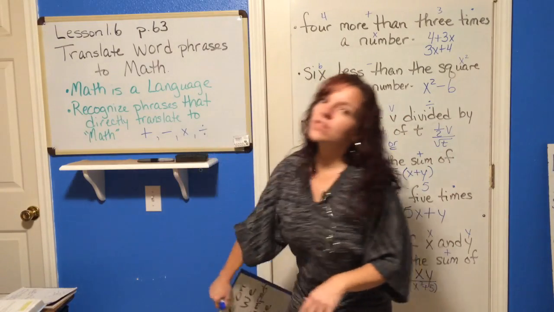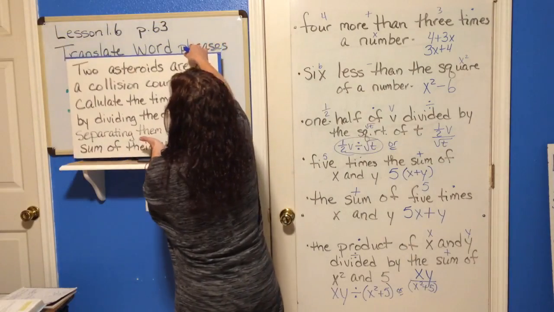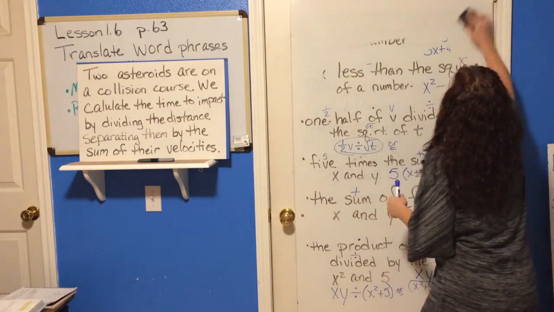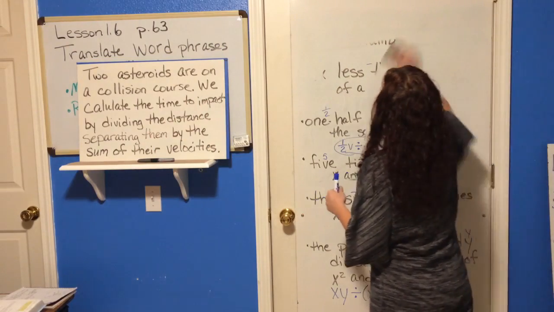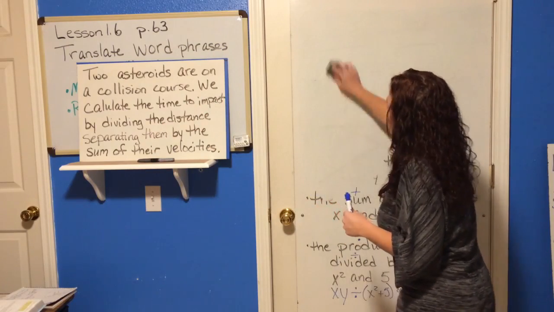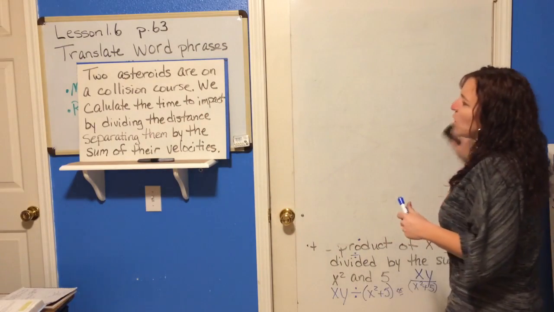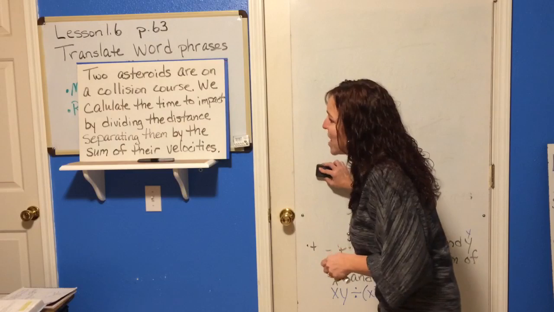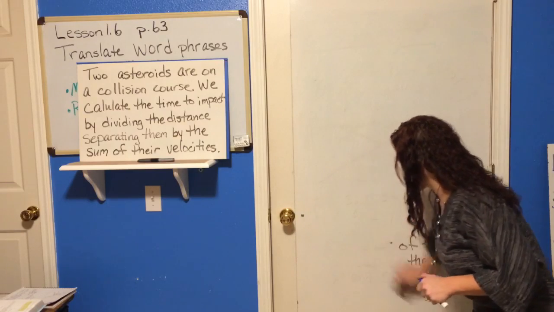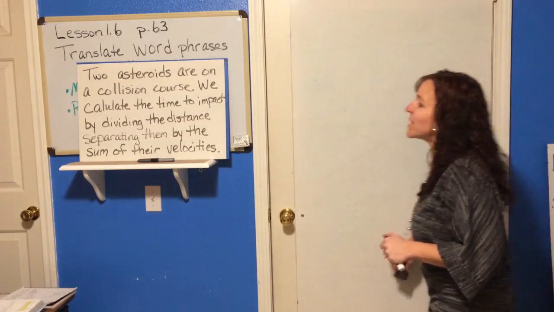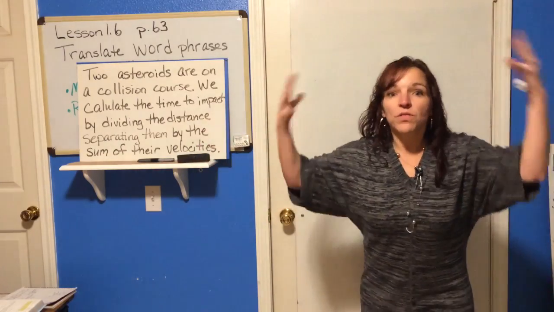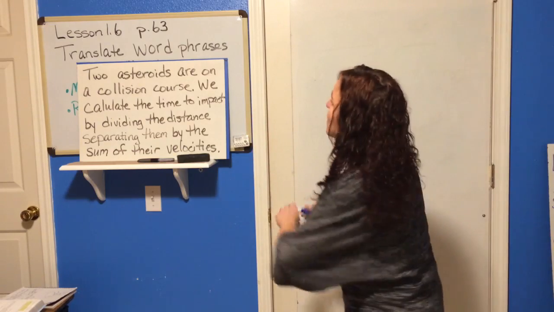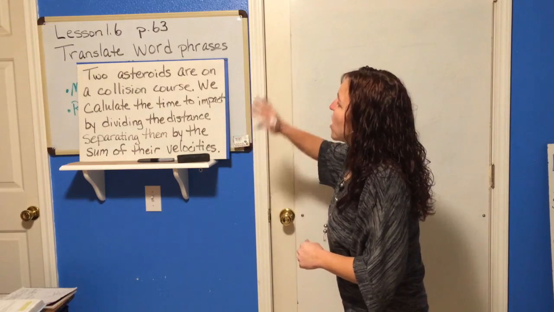The last thing, of course, I can't end without a word problem. You would think that all of these words would be enough words, but no, I want to do a word problem. Here's where scientists and mathematicians use this a lot. So let's give you a kind of a science-ish word problem here. Two asteroids are on a collision course. We calculate the time to impact by dividing the distance separating them by the sum of their velocities. So how on earth can we put that into a mathematical formula so that we can find out when they are going to collide, and can we do it in time so that they don't collide before we figure it out? Yeah, that's the real question. Anyway, okay, so two asteroids on a collision course.